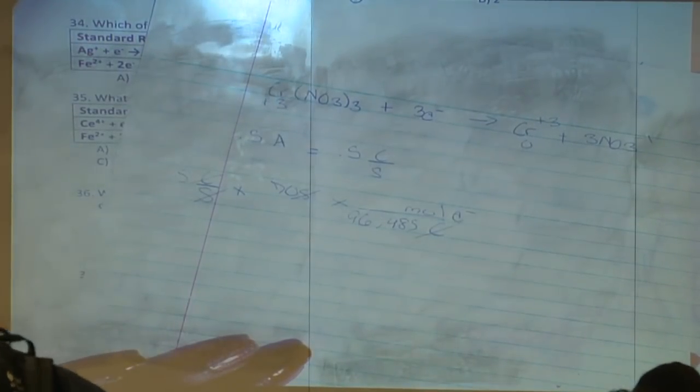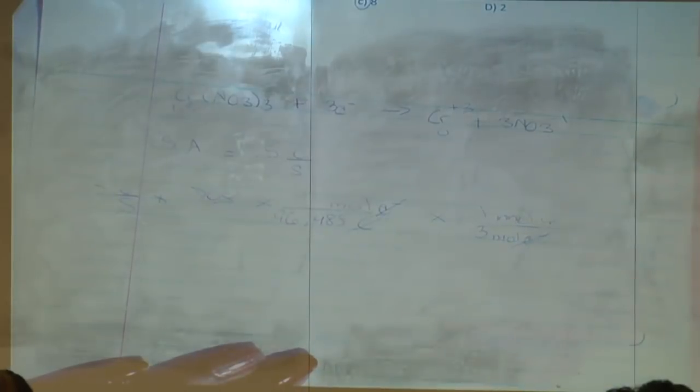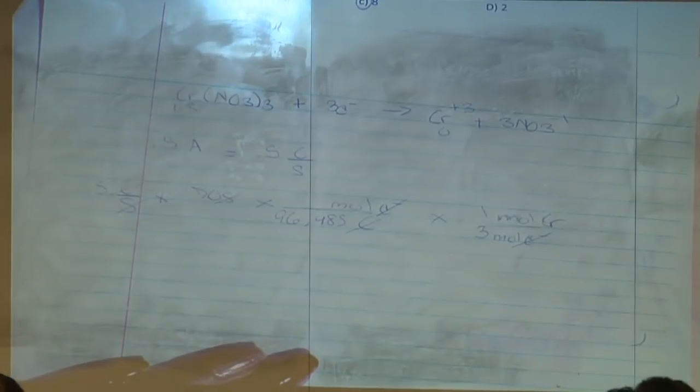Now you have moles of the electrons. This is where the electron number comes in. So we're going to divide it by the 3 mole electrons, and it's 1 mole chromium. So mole electrons cancels out, and then you just have the mole of chromium. Now we're just going to multiply by the molar mass of chromium, which is 52.